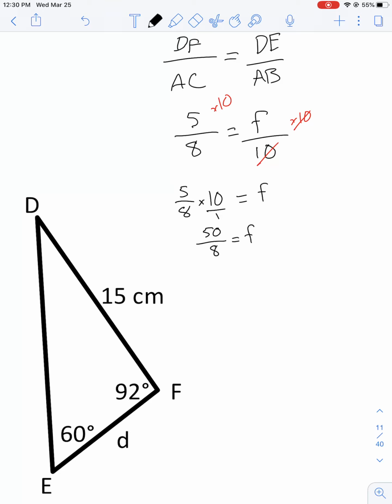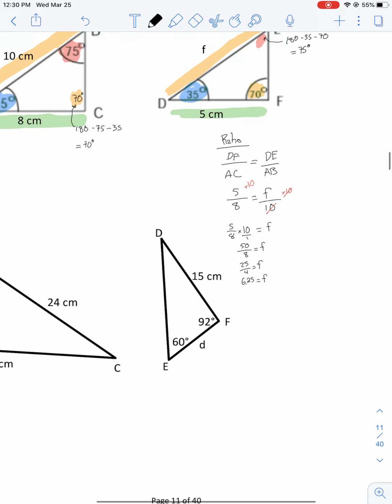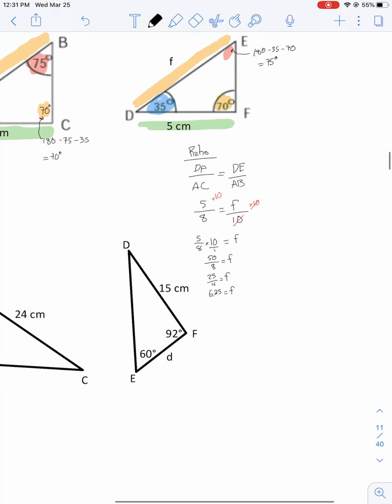I'm going to reduce this fraction a little. 25/4 is equal to f. If you want to leave it as a fraction, that would be fine. I see this goes in 6 full times and 1/4 of another time, so 6.25 if we want to write that out as a decimal, or of course you could have typed that into your calculator at the very beginning. So we're saying side length is 6.25.